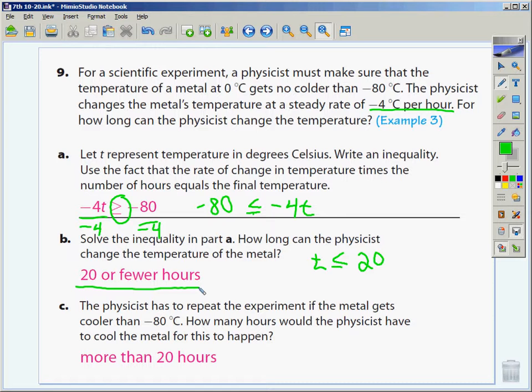The physicist has to repeat the experiment if the metal gets cooler than a negative 80. How many hours would the physicist have to cool the metal for this to happen? Obviously, it's going to have to be more than 20. Could it be equal to 20 in this case? No, because if it was equal to 20, it would have been okay here. So it can't be equal to 20. It actually has to be more than that. Okay?